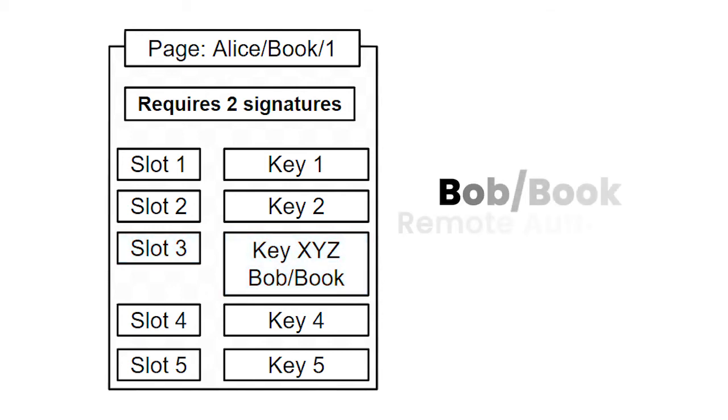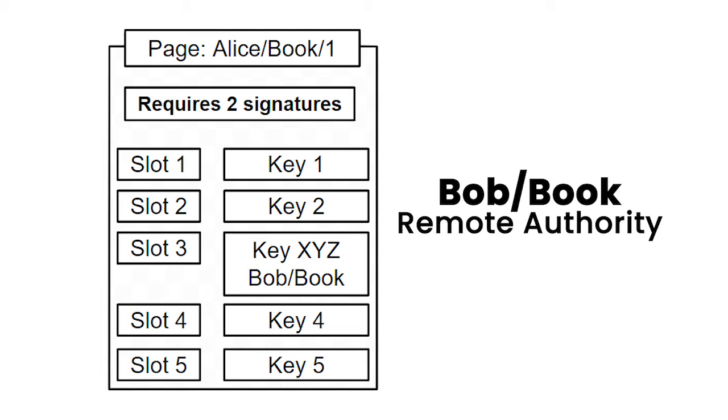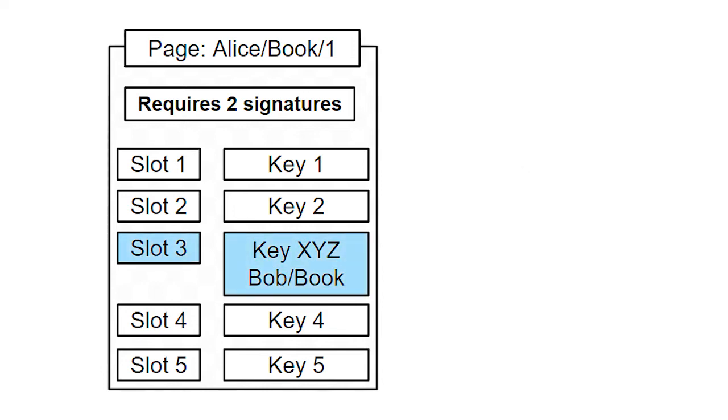In this case, Bob/book is considered a remote authority because Bob is a different ADI that has signing authority within Alice's key page. Because Bob/book is the owner of slot 3 in Alice/book/1, Bob can use any key from any key page in Bob's keybook, just like it was key XYZ in Alice's own key page. Bob can use his keys in Bob/book to sign transactions executed against Alice/book. However, because m=2, Bob cannot modify Alice/book or anything else it governs without acquiring a second signature.